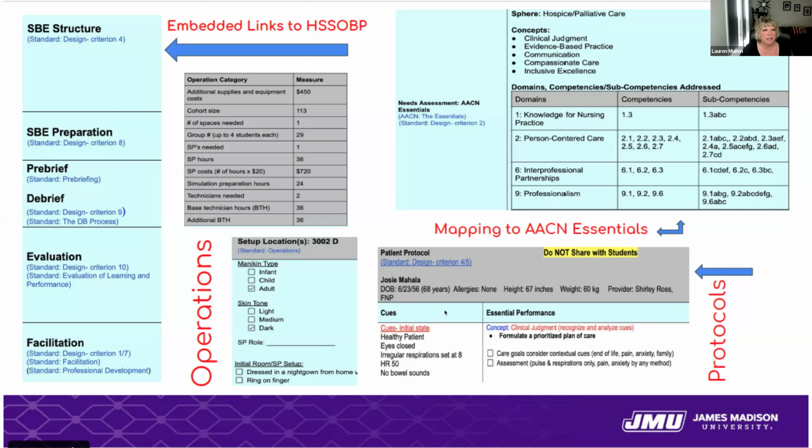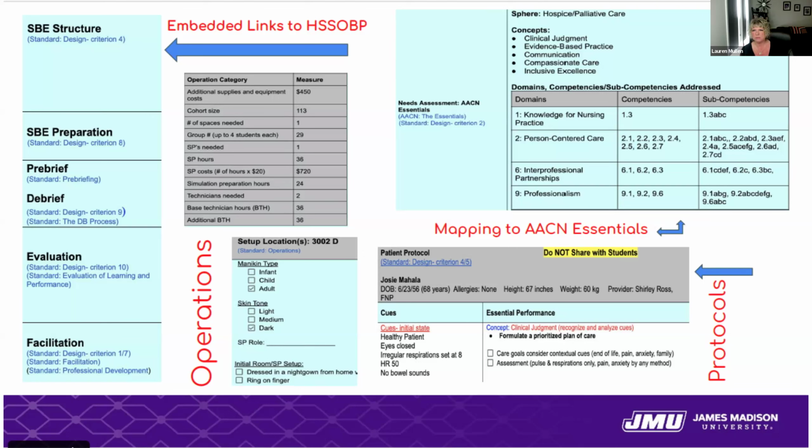As we move to the right, we have the operational piece, because there is a standard about operations, where we track data about hours of use, how many SPs we're using, what it's costing, and preparation hours. These are all metrics that I've tracked for years. I have mountains and mountains of data which supported some of this as well. We also have the setup, the ease with which you set up this particular simulation, handing it off to someone. And then we've also incorporated the AACN Essentials, the new ones.